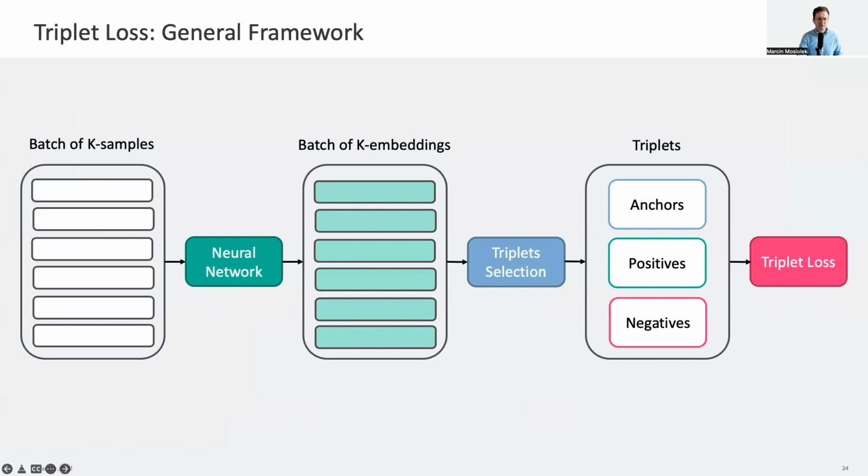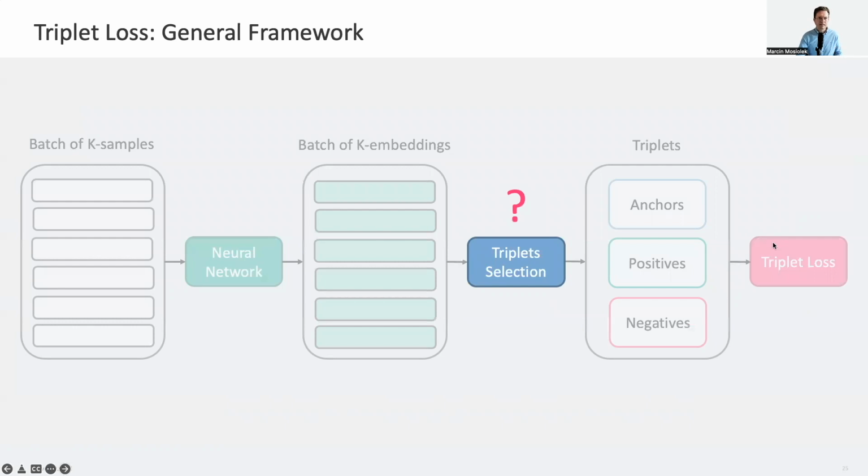In practice, triplet loss is applied on a mini-batch level. So you run the samples through a neural network to convert them into embeddings. And among the embeddings, you identify the triplets and you calculate the loss. However, a question is, how do we select the triplets?